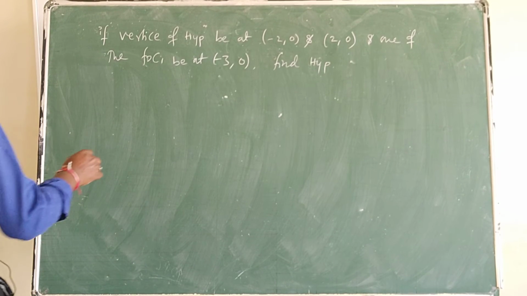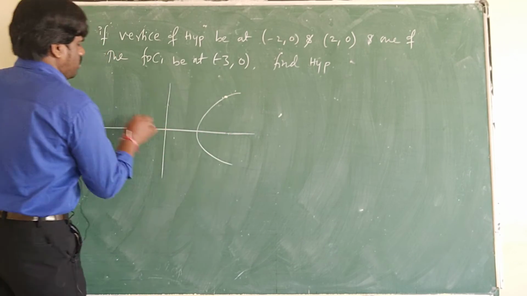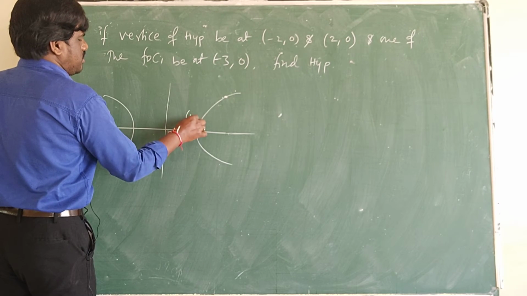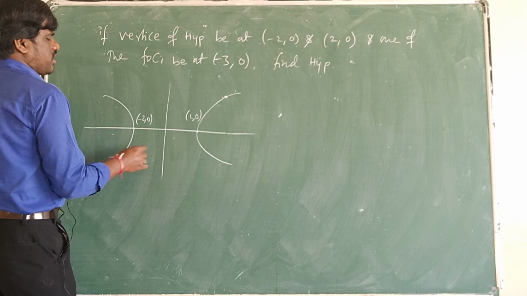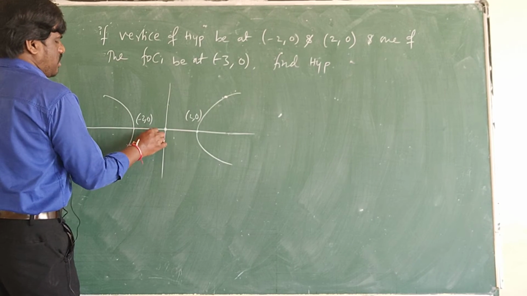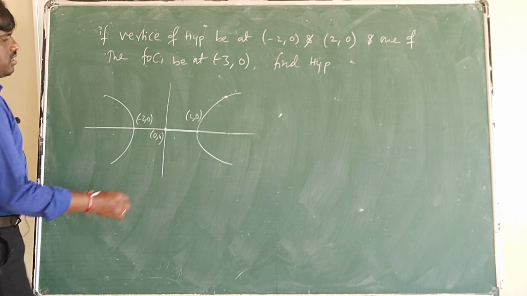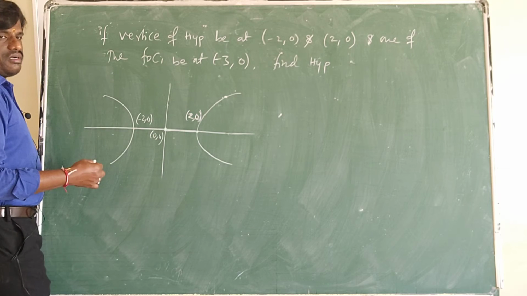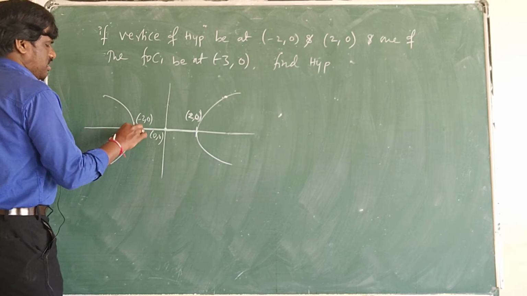What have they given? A hyperbola. You have the hyperbola, and in that they have given the vertices. They have given 2, 0 and minus 2, 0. So if this is the center 0, 0, what is the length of A here? This is the hyperbola I explained yesterday also, twice I explained. What is this length? This length is 4.